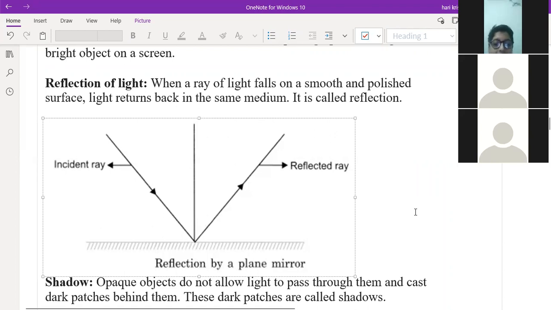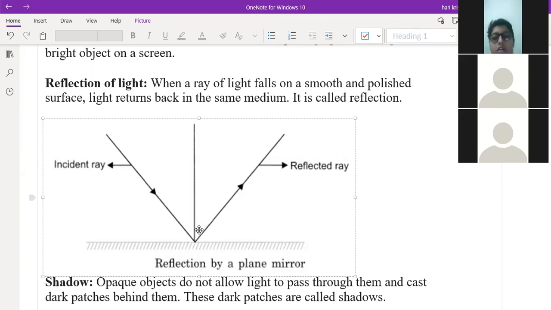Incident ray means it is a ray of light coming from the source and falling on the surface of some object, right? The source can be a torchlight, any bulb, or the sun. So it is coming from the source and falling on the surface of some object. Now, what is the surface doing? It is reflecting the light in the same medium. So that ray of light is called a reflected ray. The ray of light which comes after the reflection from the surface of the medium is called a reflected ray.